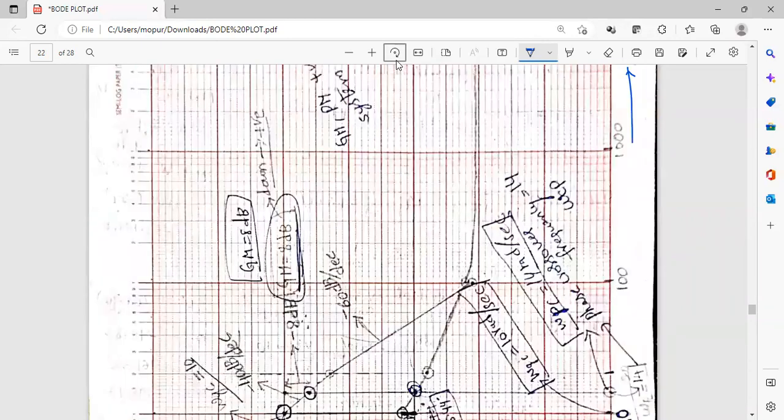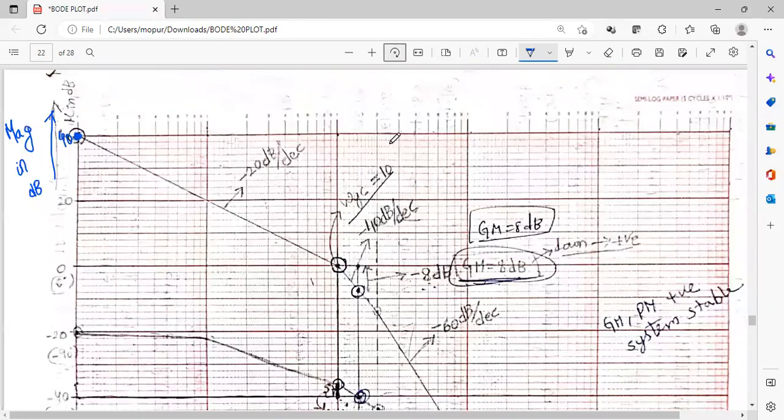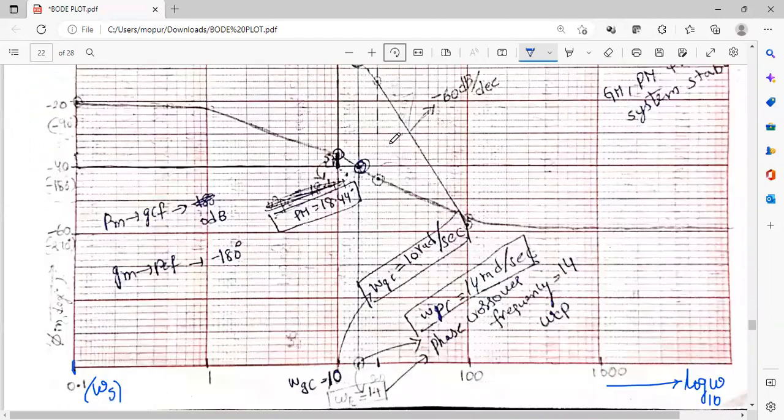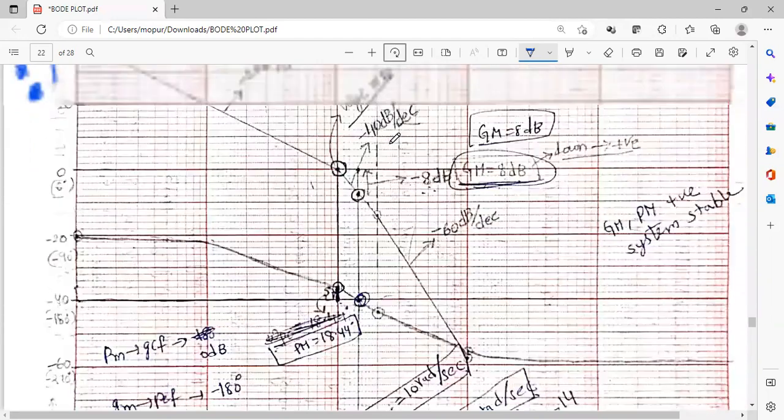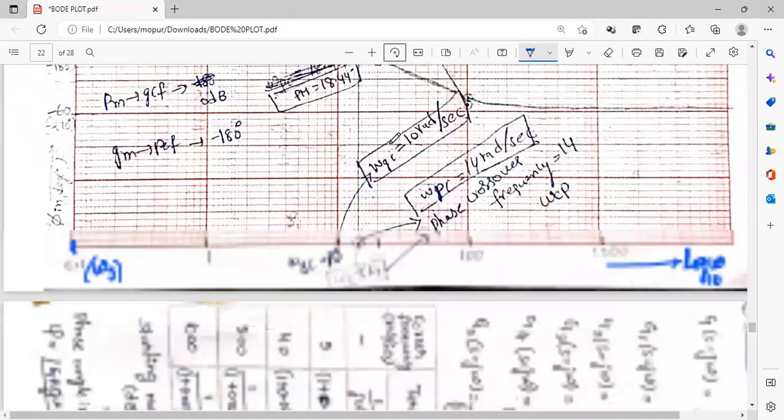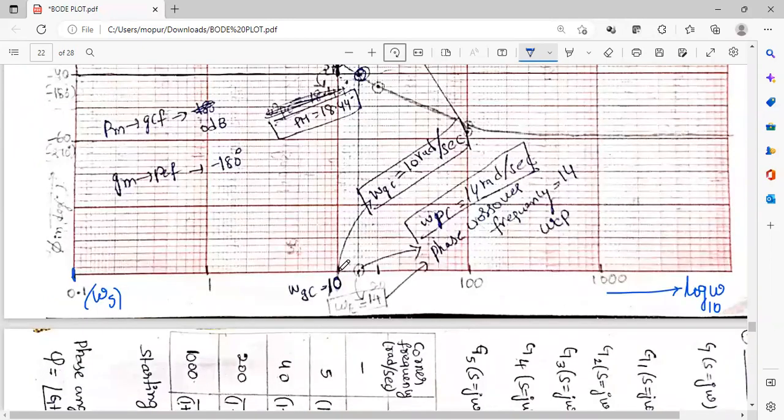The Bode plot. See, first at 0.1 we got 40, we had plotted that. Then the next corner frequency is 10. How to fix this? Where is this 10 point now? This is a logarithmic graph.